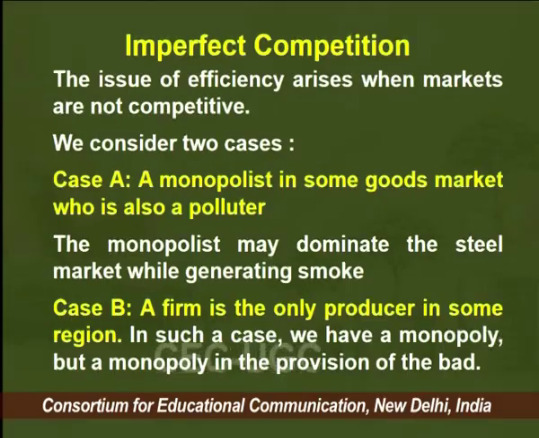Case A is a monopolist in the goods market who is also a polluter. Being a monopolist in the goods market means that there is only one single producer in the goods market. Monopolists may dominate the steel market. Let us consider the example of a steel market where there is only one producer of steel, who is also generating smoke. However, as a generator of smoke, the person is not confined to monopolists; there are other producers of smoke also. So, let us consider Case A like this. The other case is of a firm that is the only producer of smoke in that region, a monopolist in the production of a bad, which is smoke.